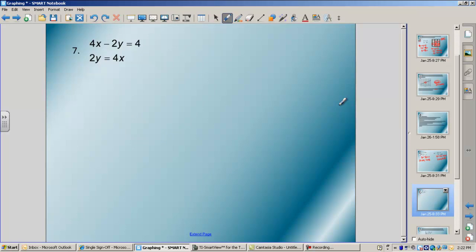Or 2 more. Okay. Neither one of these is solved for y, so that's step number 1. You're going to have to get y by itself. So in this first equation, you'll subtract 4x. So you have negative 2y equals negative 4x plus 4. Then you have to divide by negative 2. Don't forget to divide everything. So y is going to be 2x minus 2. So there's the first one.